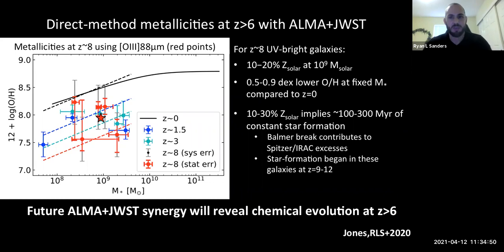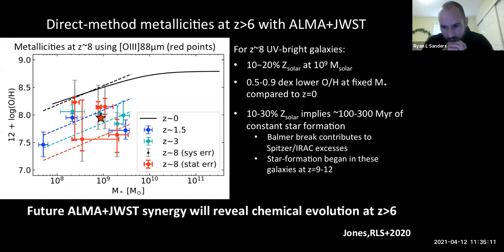We basically used some preliminary constraints from Spitzer IRAC imaging and HST imaging, and combined that with the oxygen-3 88 micron measurements from ALMA to place preliminary constraints on metallicities at redshift 8 using this method. And so it's a very exciting thing.